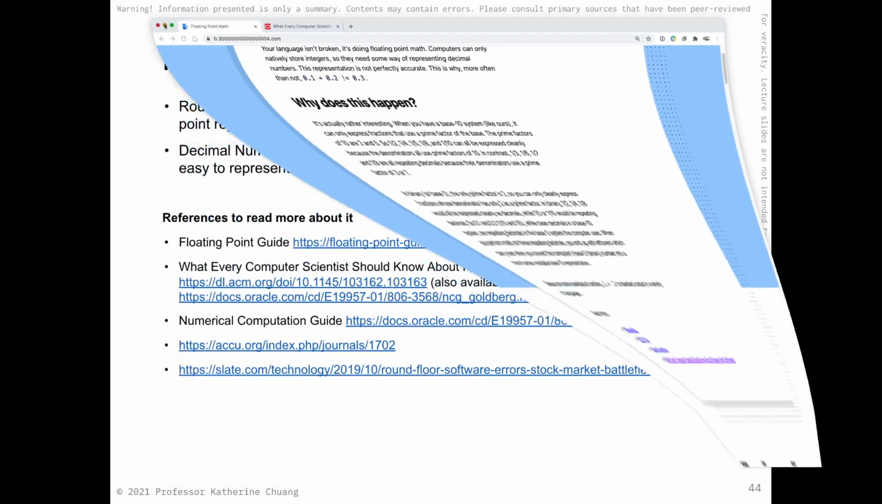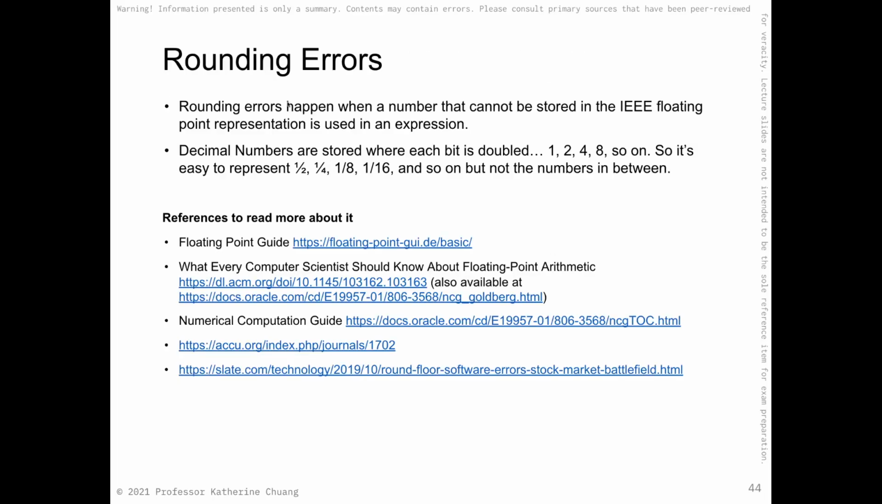Okay, so back to the slides. Rounding errors happen when the number can't be stored in the IEEE floating point representation that's used in an expression. Decimal numbers are stored where each bit is halved. So it's easy to represent 1 over 2, 1 over 4, 1 over 8, and so on. But when you have something like 0.1 and 0.2, it's not so easy to represent. And here's a bunch of other links to read more about it.